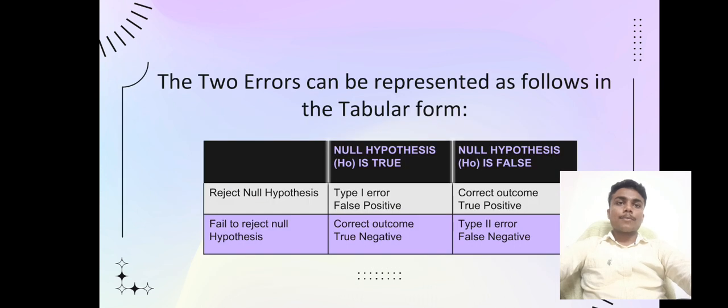The two errors can be represented as follows in a tabular column. One is rejected null hypothesis and the other is failed to reject null hypothesis. Null hypothesis H0 is true, and another, null hypothesis H0 is false. When null hypothesis H0 is true, rejecting the null hypothesis is a type 1 error, a false positive, and failing to reject the null hypothesis is a correct outcome, a true negative. When null hypothesis H0 is false, rejecting the null hypothesis is a correct outcome, a true positive, and failing to reject the null hypothesis is a type 2 error, a false negative.